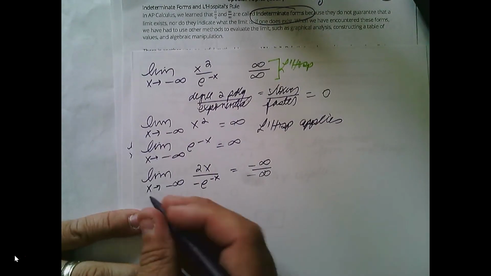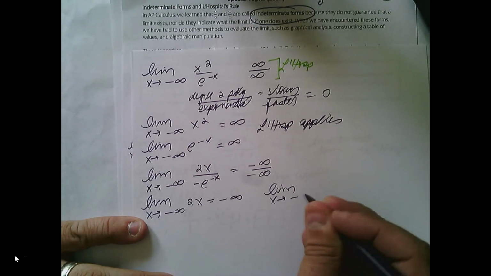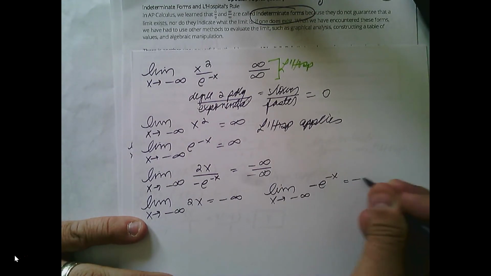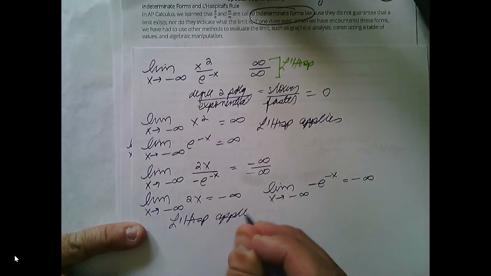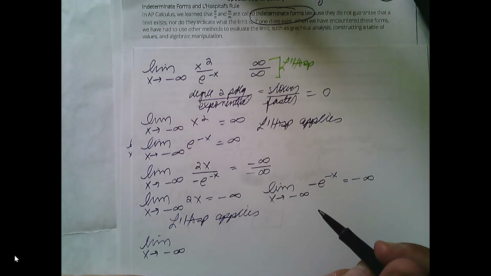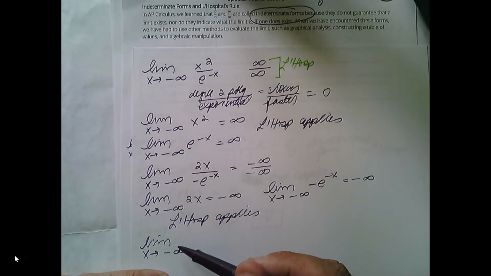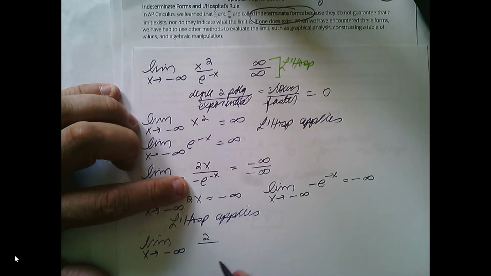Oh my God. That means you have to find limit as x approaches negative infinity of 2x. We know that's negative infinity. You take the limit as x approaches negative infinity of negative e to the negative x. We know that's negative infinity. So L'Hopital applies. There's no limit to the number of times you use L'Hopital. You just need to be careful that you're only using L'Hopital when you have an indeterminate form. Take the limit as x approaches negative infinity of the derivative of the numerator, 2, divided by the derivative of the denominator, e to the negative x.